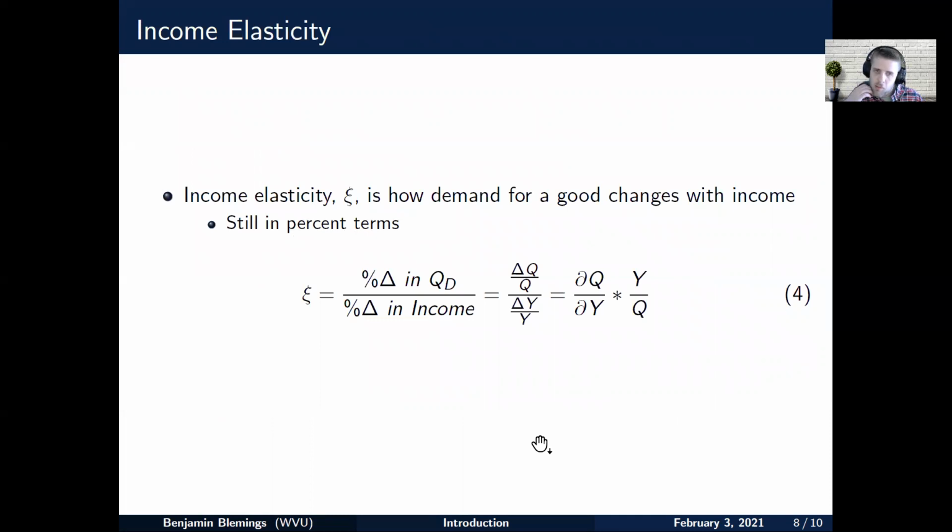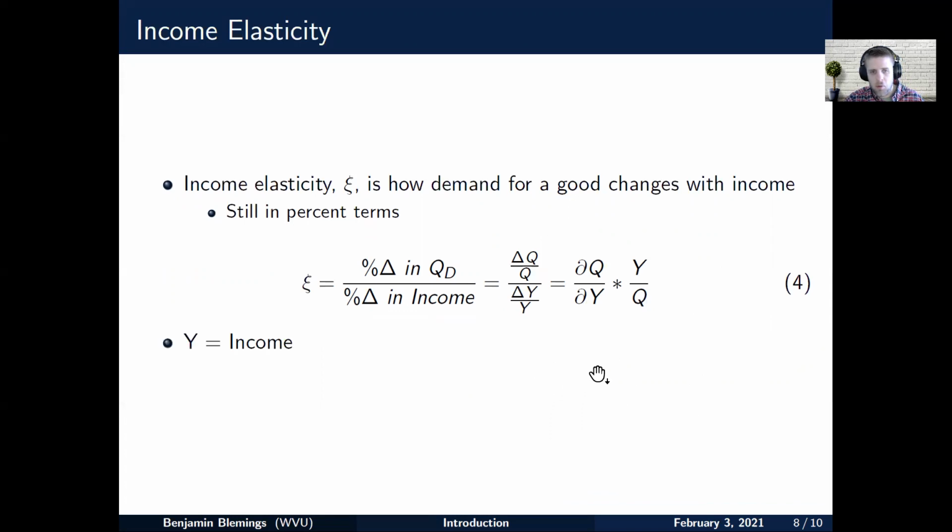All right, so another type of elasticity for thinking about how quantity demanded changes is income elasticity. So we need to know how the demand for a good, or the quantity demanded, changes when income changes. And it's still in percent terms, and it's kind of the same: percent change in quantity demanded over percent change in income. And you can simplify it to the same form using the same algebra, with the derivative times what your income and quantity demanded are at that point.